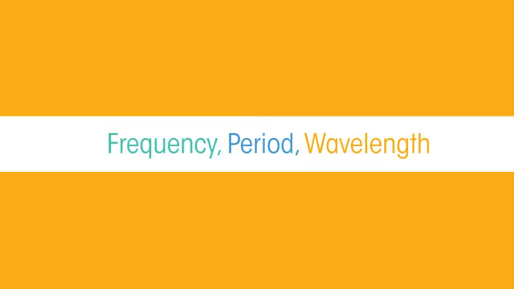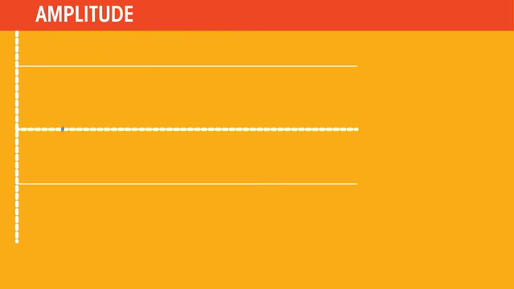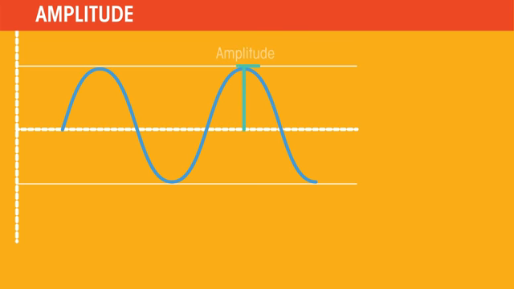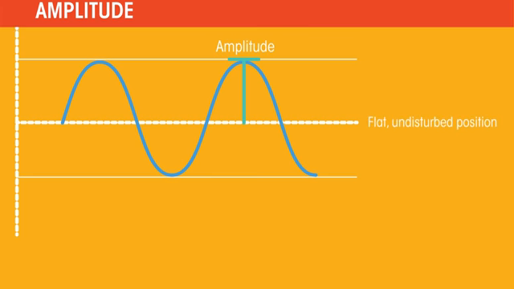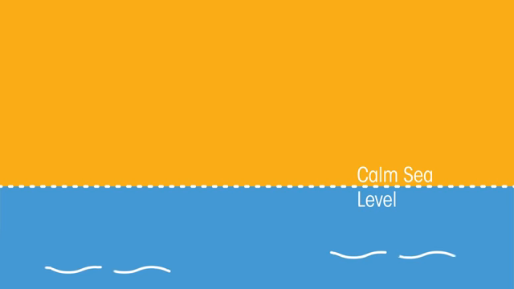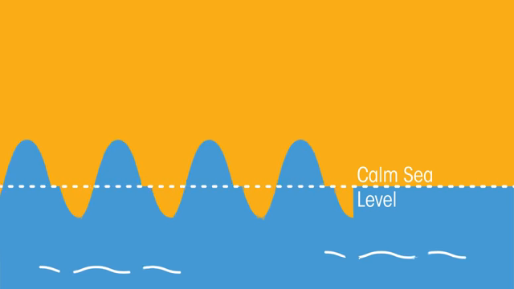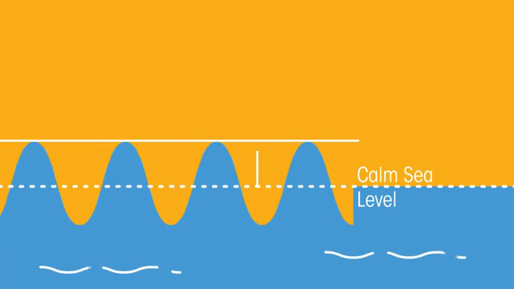So we've looked at the frequency, period and wavelength so far. Let's finish with amplitude. As waves travel, they create disturbance. The amplitude of a wave is the distance from the maximum disturbance to the undisturbed position. Think of a very flat sea, and then an incoming wave. The amplitude is the height of the top of the wave from the flat sea.